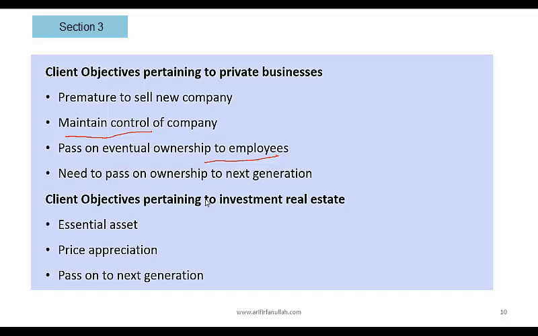That's the employee angle. And the other opportunity is the ownership to next generation. So this is family to family bequest, passing on the wealth to the other generation. I think we discussed that Warren Buffett is going to pass on just 1% of his entire wealth to his children, right? But if he was passing 100% wealth, things would be very different. Okay? The third category is investment real estate.